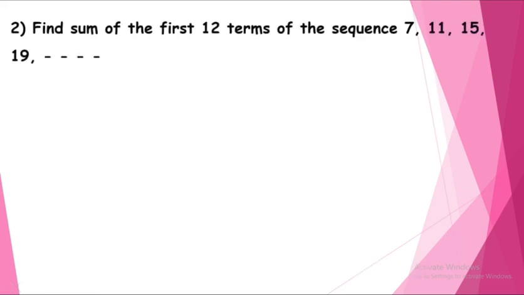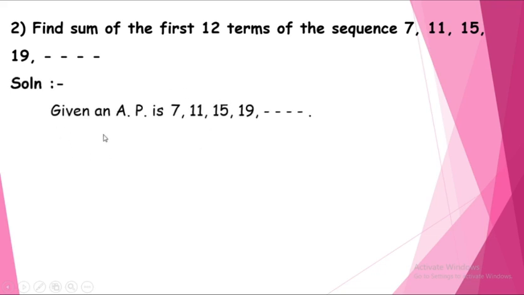We solve one more example. Find the sum of first 12 terms of the sequence 7, 11, 15, 19 and so on. Solution. Again we consider an AP, 7, 11, 15, 19 and so on. As it is an AP, first we find the first term and common difference, that is A and D. Here A, the first term of this sequence, is 7.